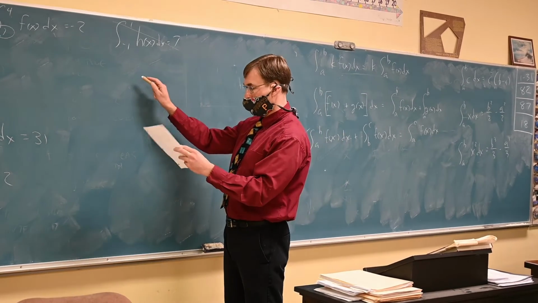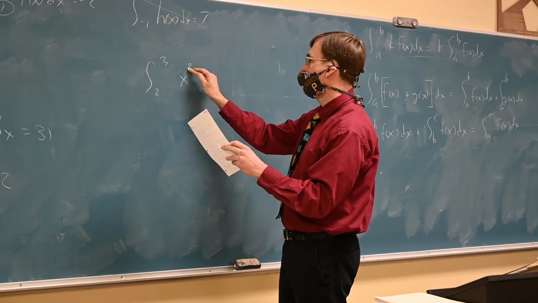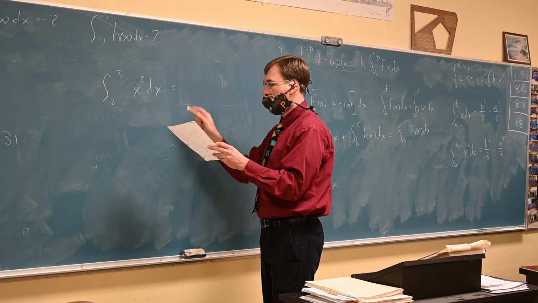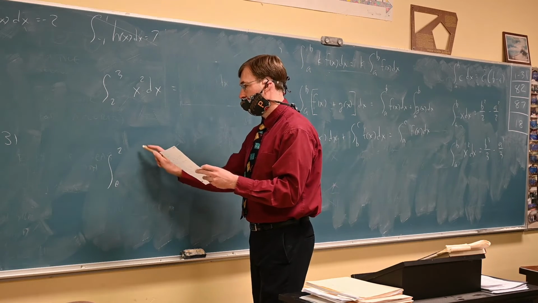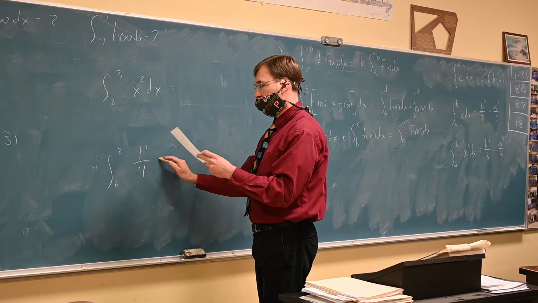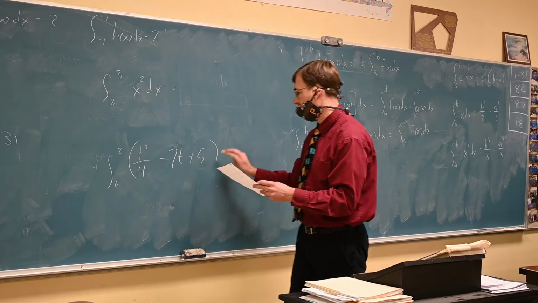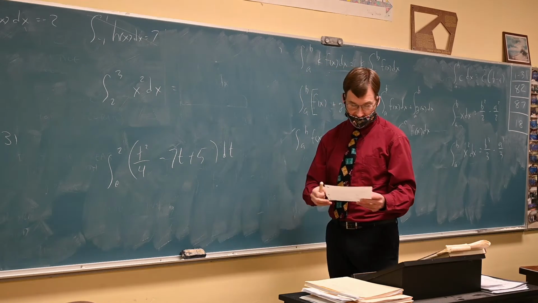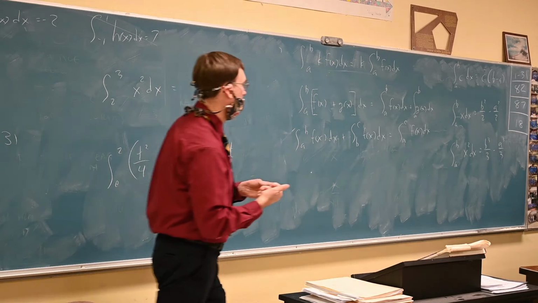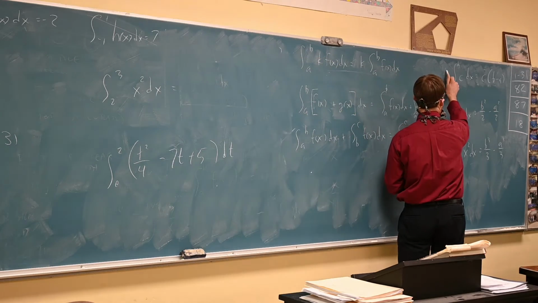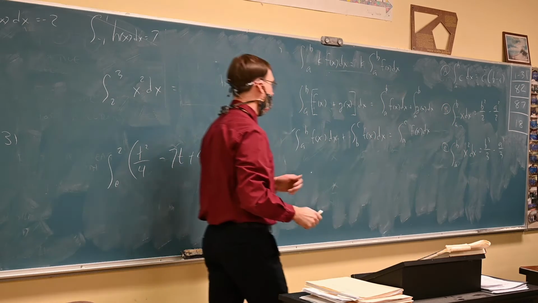For the last group, I'm going to go integral from 2 to 3 x squared dx. And then I'll go bigger from 0 to 2, t squared over 4 minus 7t plus 5, and then the decorative dt that just has to go with everything. So we're working these rules, if I could call them A, B, and C, just to make our communication even a little easier.